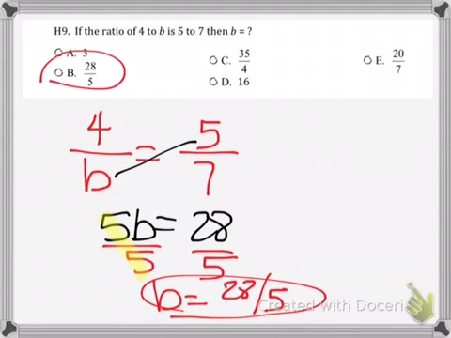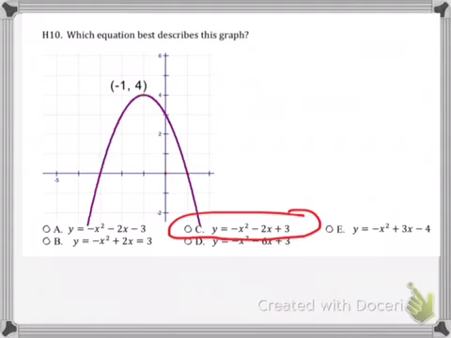Number 9. If the ratio of 4 to b is 5 to 7, then b equals. Remember, ratios are fractions, so you would say 4 over b equals 5 over 7, and cross multiply to solve, so the answer is B, 28 over 5.